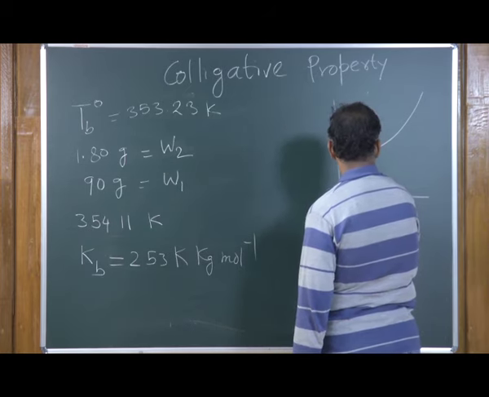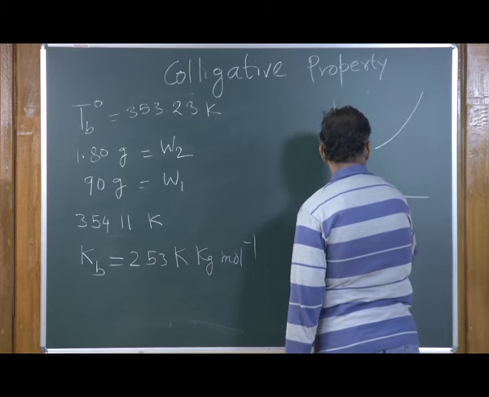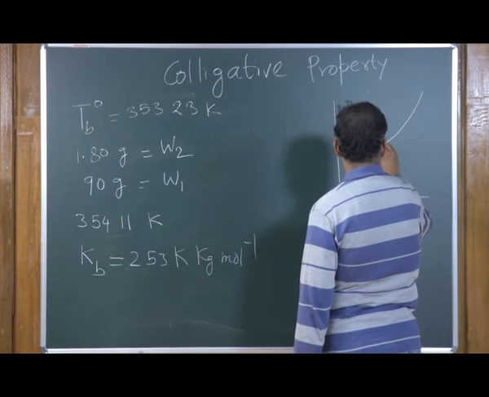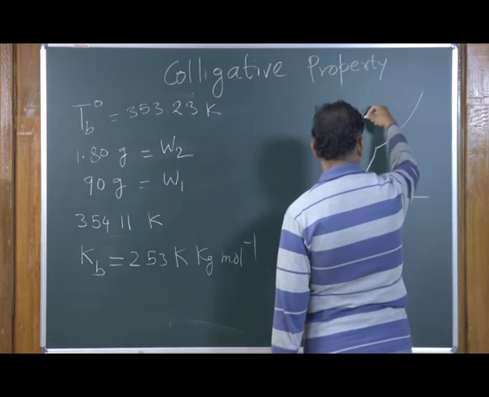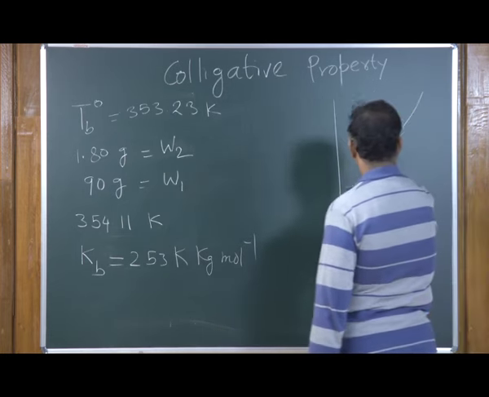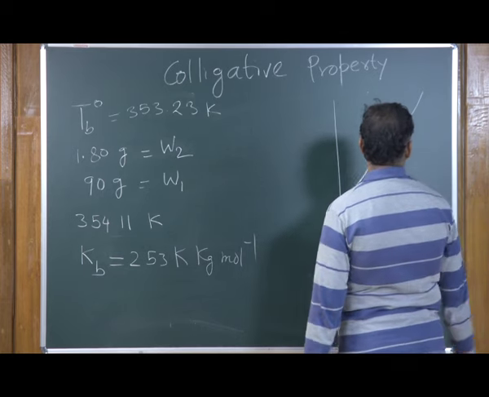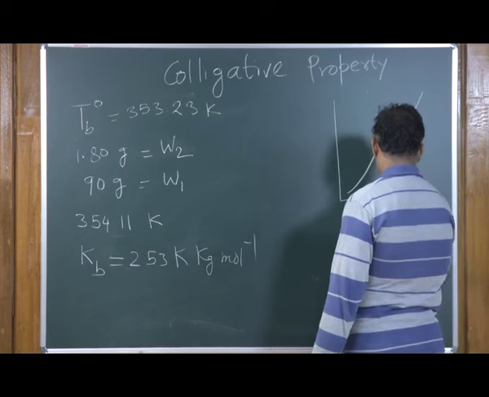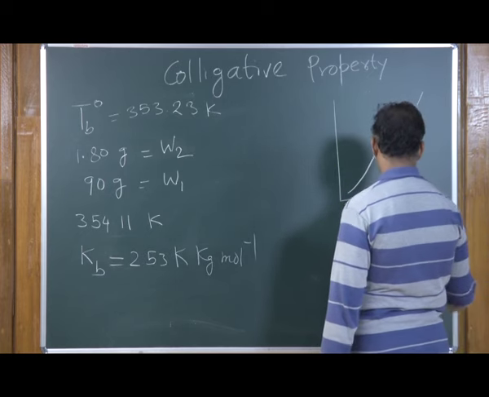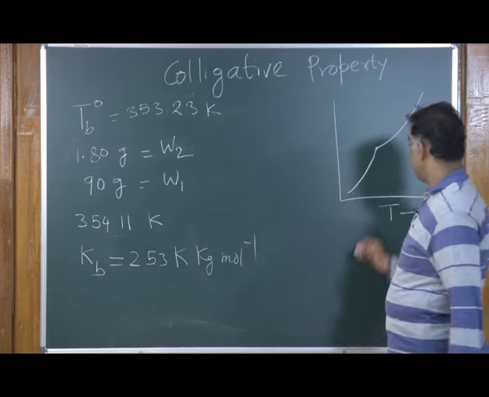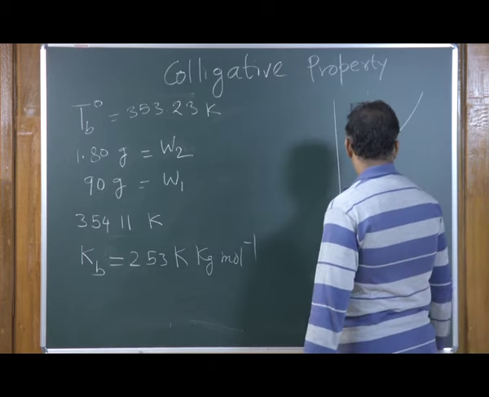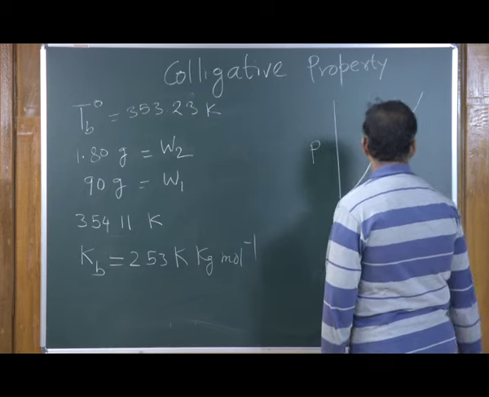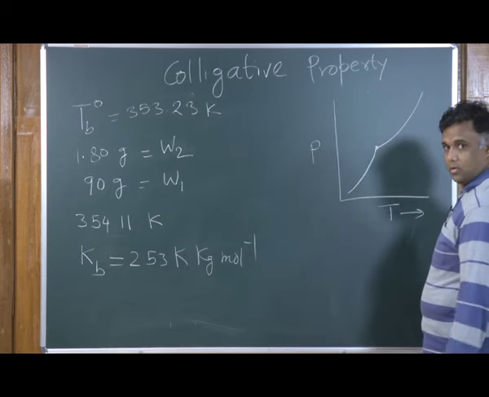phase diagram for solid and gas, and of course we can have a phase diagram between solid and liquid. So at this point the liquid is going to freeze. If I keep on decreasing the temperature, in this direction the temperature is increasing, so in this direction temperature is decreasing, at this point the liquid will freeze, and this is the vapor pressure of pure solvent.